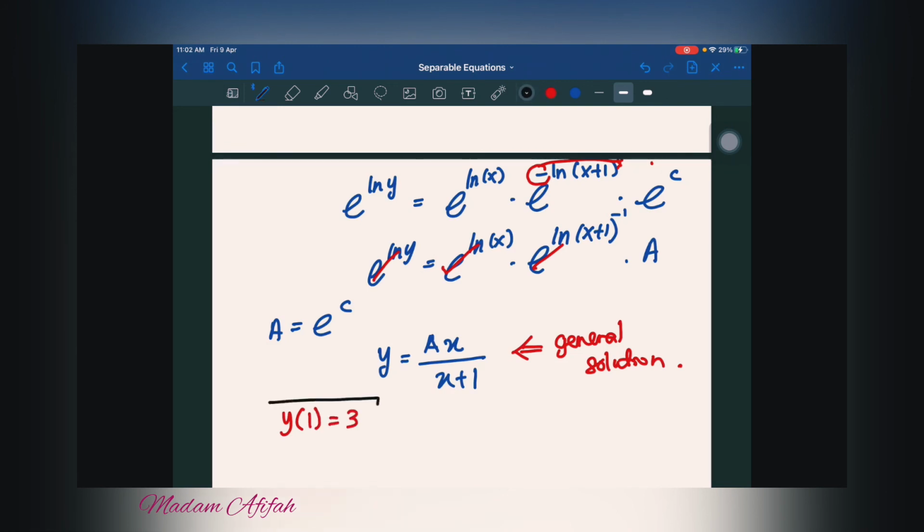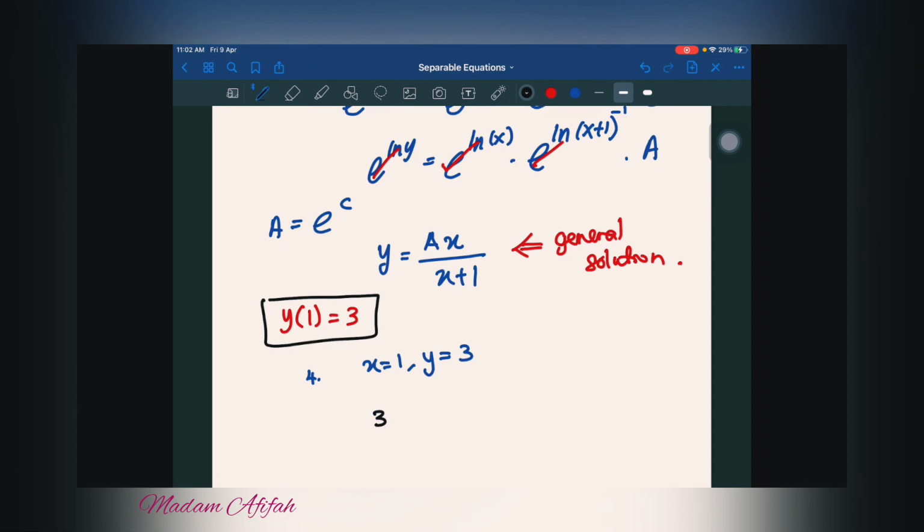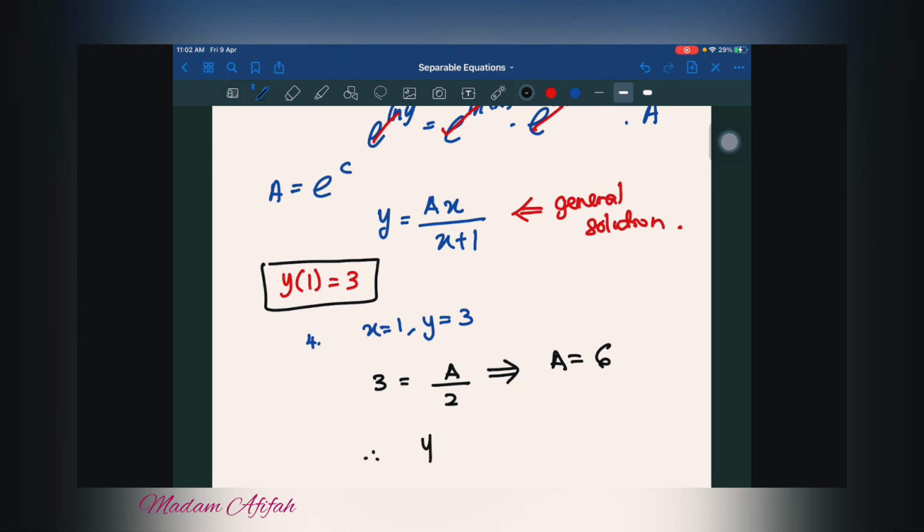So what does this mean? Basically, x equals 1 and y equals 3. We substitute this condition into the solution for y so that you can find the value of a. Therefore you will have 3 equals a over 2, which implies that a equals 6. The particular solution will be y equals 6x over x plus 1.